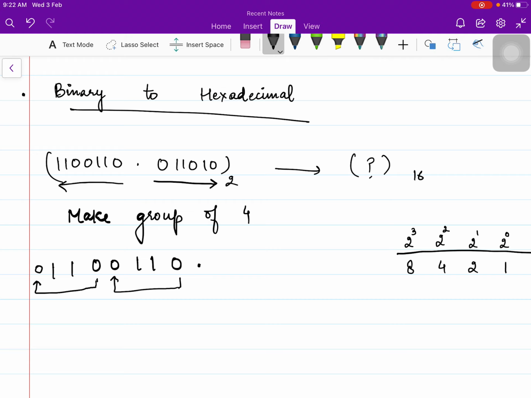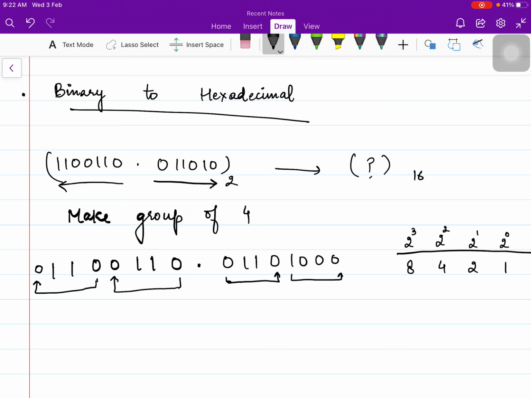Now for the portion that is after the decimal, I will move from left to right. So it will be 0, 1, 1, 0, 1, 0. I am moving from here. So 1, 2, 3, 4, first combination, and the second group is only left with 2 elements. So I will again insert 2 zeros here.